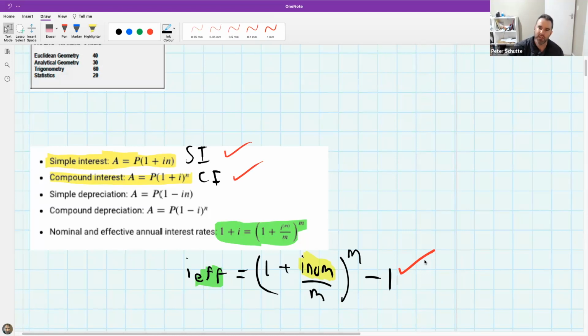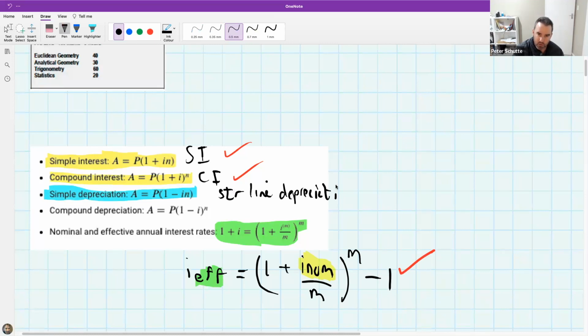So if that's what we've done before today, what are we going to do today? We're going to look at something called simple depreciation. However, some textbooks don't call this simple depreciation. They call it straight line depreciation. So if you see the word straight line depreciation, you have to know it goes with the simple interest depreciation, or the one where the n is not flying in the sky.